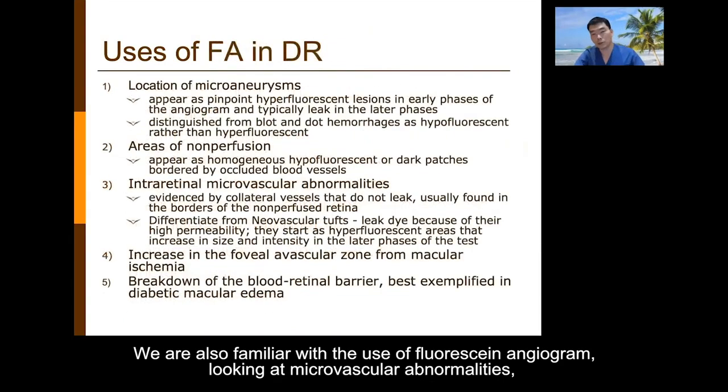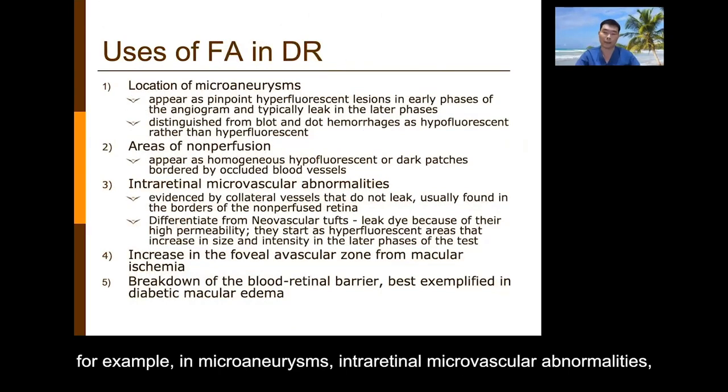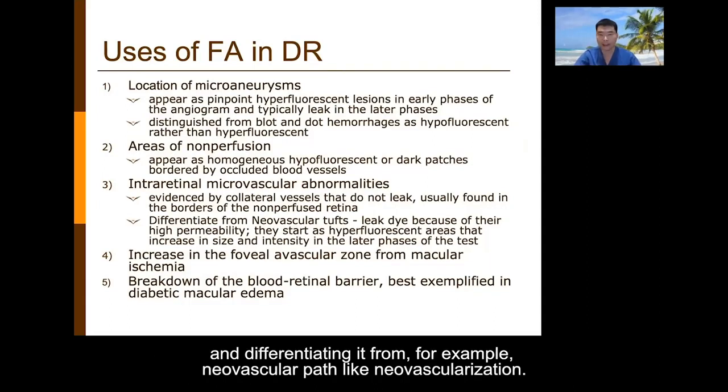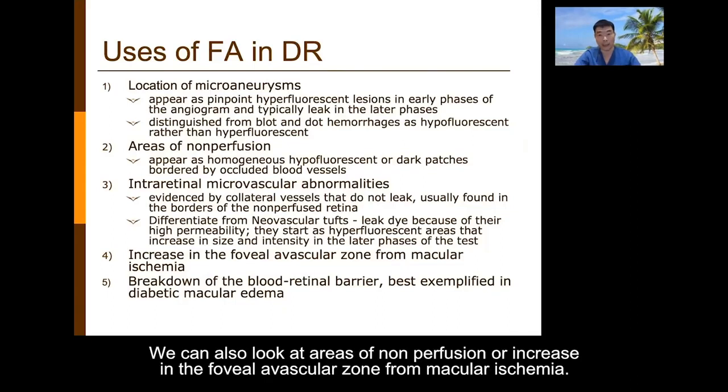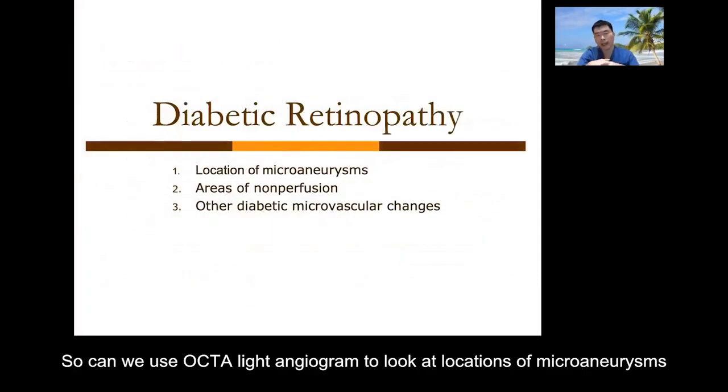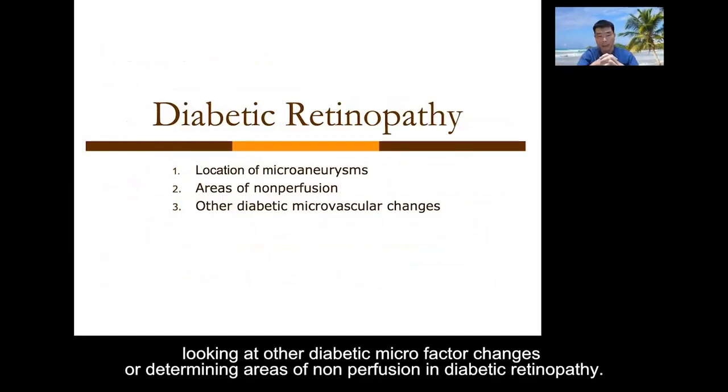We are also familiar with the use of fluorescein angiogram, looking at microvascular abnormalities, for example microaneurysms, intraretinal microvascular abnormality, and differentiating it from, for example, neovascularization. We can also look at areas of non-perfusion or increase in the foveal avascular zone from macular ischemia. So can we use OCTA like fluorescein angiogram to look at locations of microaneurysms, looking at other diabetic microvascular changes, or determining areas of non-perfusion in diabetic retinopathy?